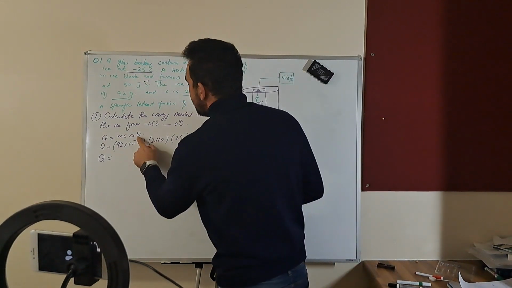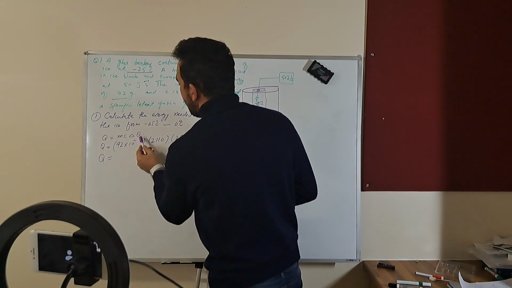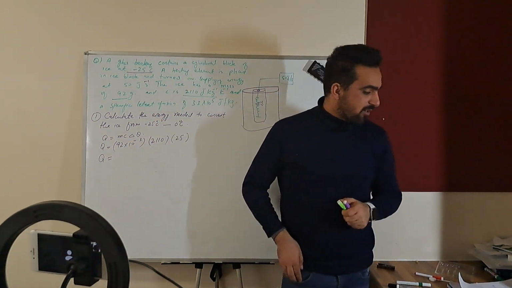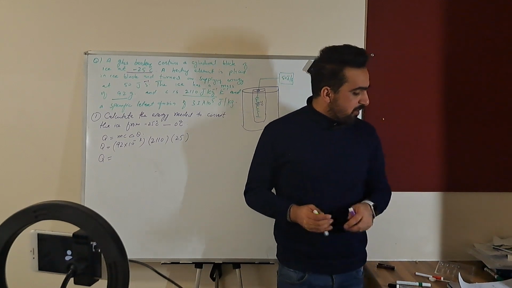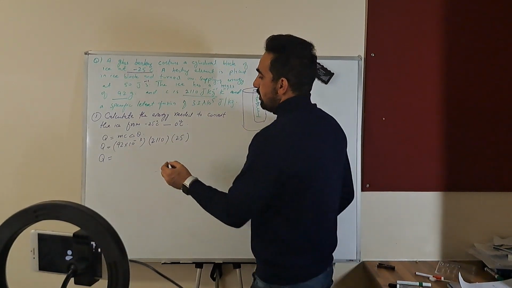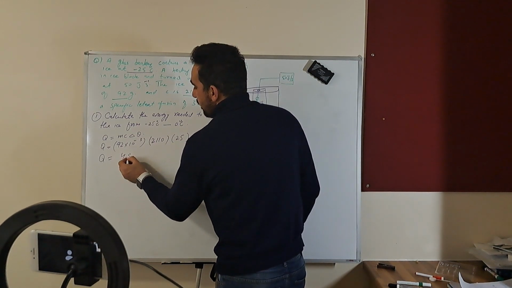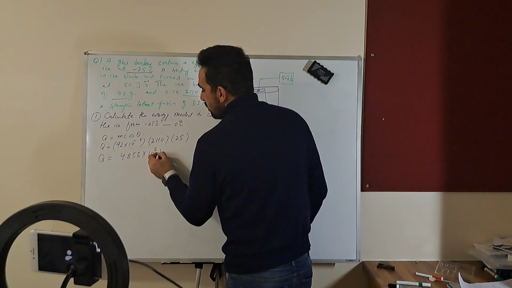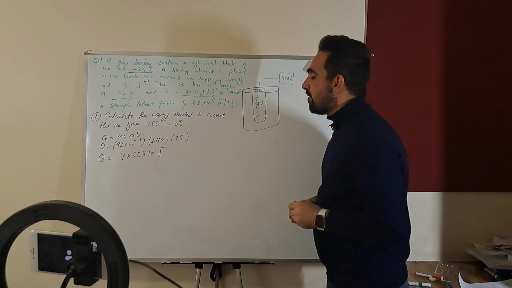Sorry, not 23, sorry, 10 to the power minus 3, because gram to kilogram is 1 gram is 10 to the power minus 3. Okay, 4.853 times 10 to the power 3, 4.853 times 10 to the power 3 joule. So that's the energy absorbed.